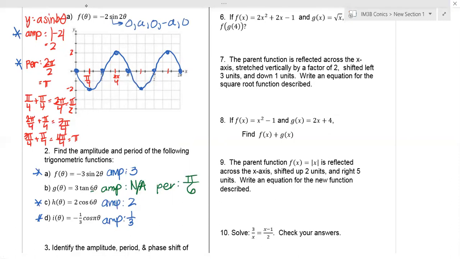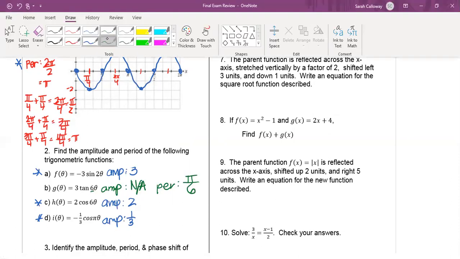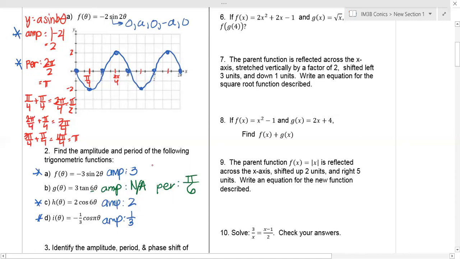So then our period, we're taking 2 pi and dividing by b, which will give us, for the first one, 2 pi over 2, which means that our period is equal to pi here. And then we have 2 pi over 6. So if we simplify that, the period is pi over 3. And then finally, 2 pi divided by pi tells us that the period of this last one is 2.